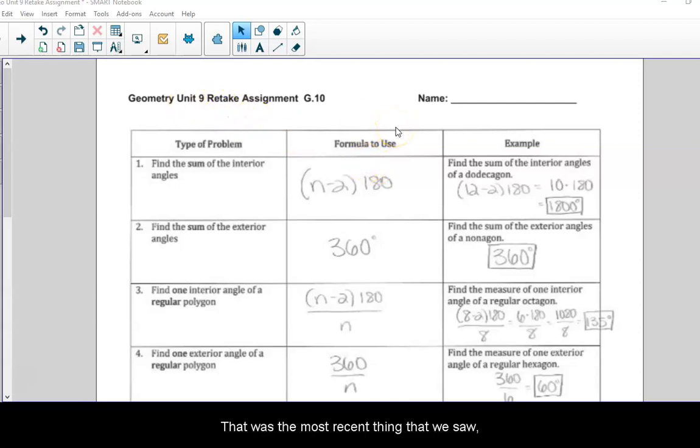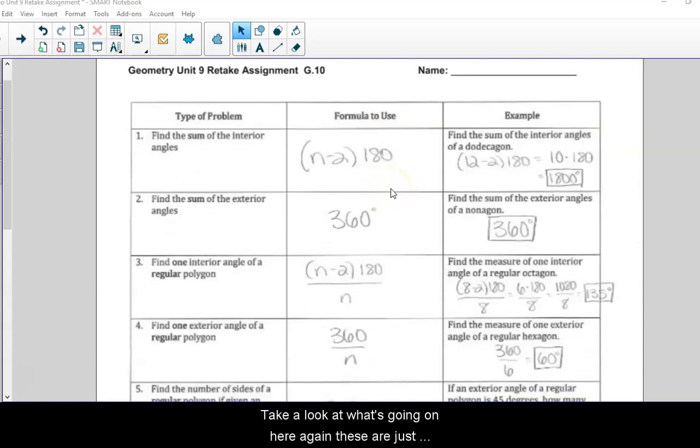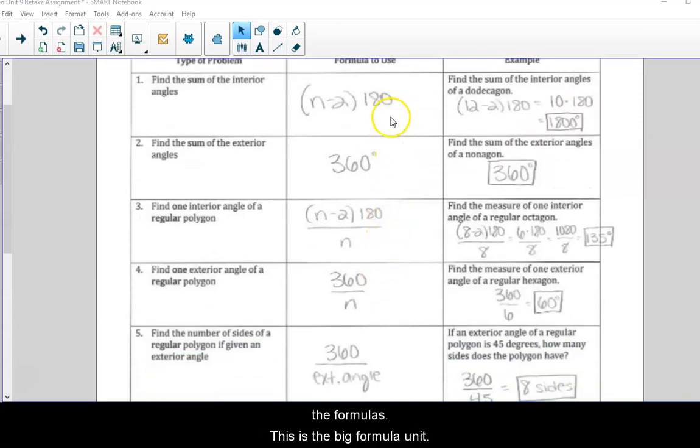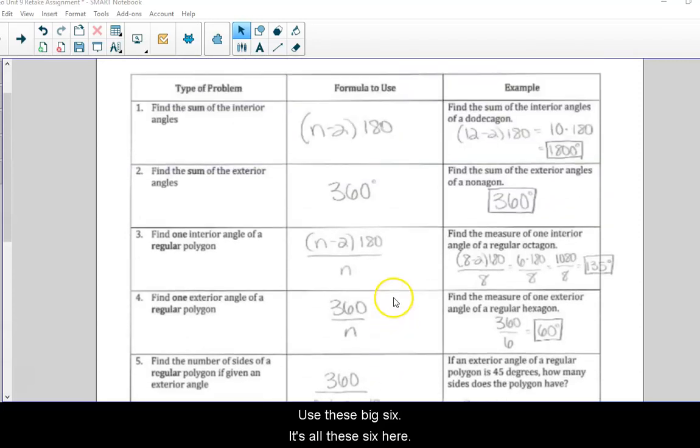That was the most recent thing that most of you saw before everybody left. So if you take a look at what's going on here, again, these are just the formulas. This is the big formula unit. Use these big six. It's basically just following what the question's asking you. It's all in the wording. You guys have to read, use your eyeballs, and read the question. Based on what they're asking for is the direction you go.